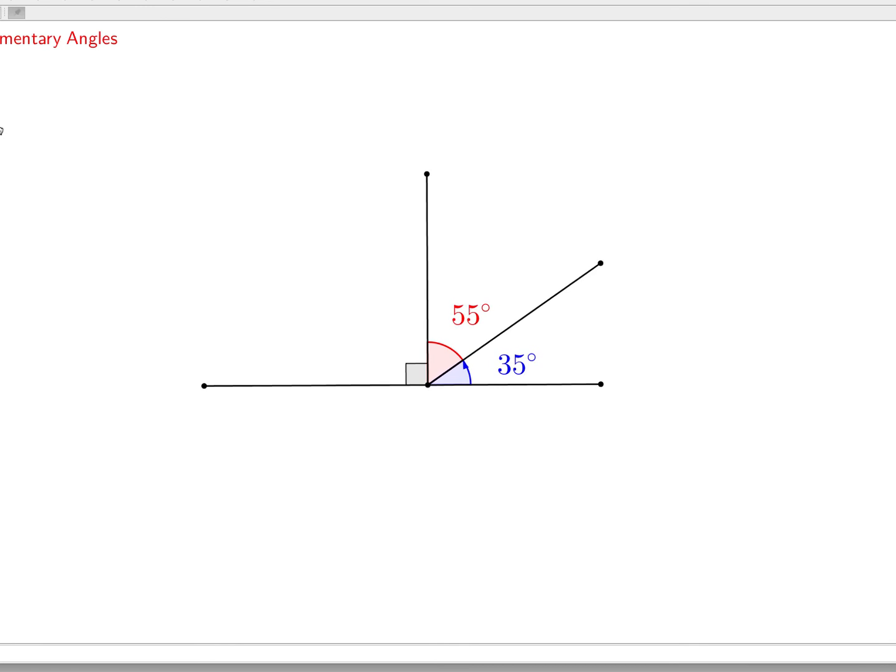Because 45 degrees is its own complement. So the complement of 45 degrees is 45 degrees. So that's complementary angles.